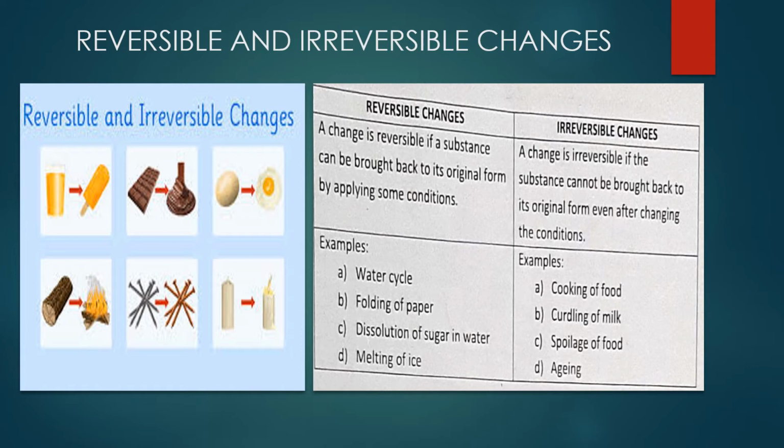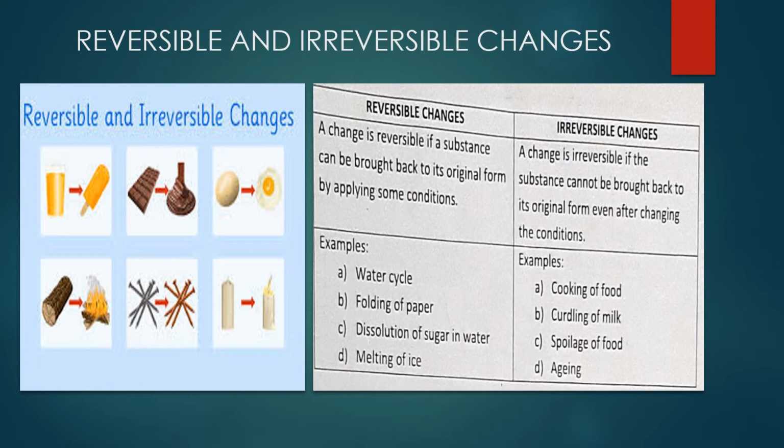Melting of ice is again a reversible change, because you melt ice by increasing the temperature. Ice changes into water, and you can again get back the ice by decreasing the temperature, by freezing it. So it is a reversible change. But there are certain changes which do not reverse back. That is, you cannot get back the original substance.